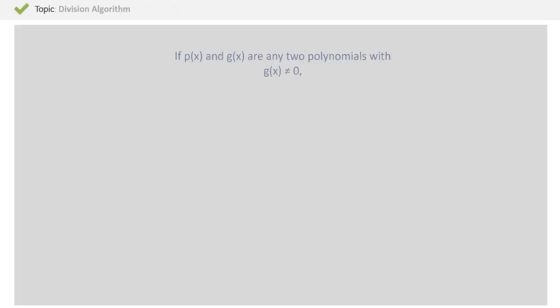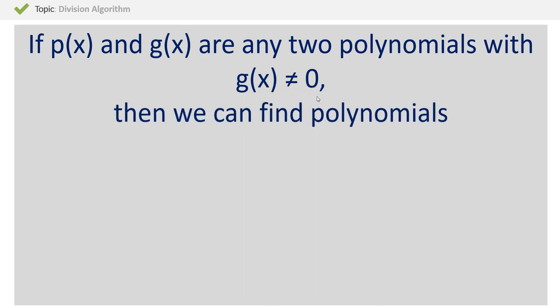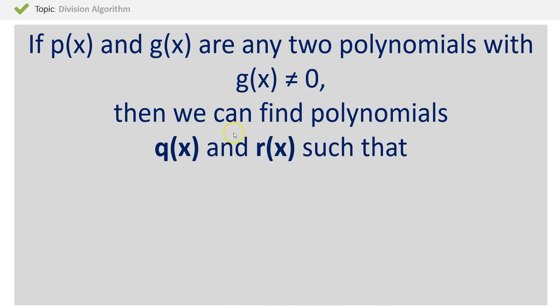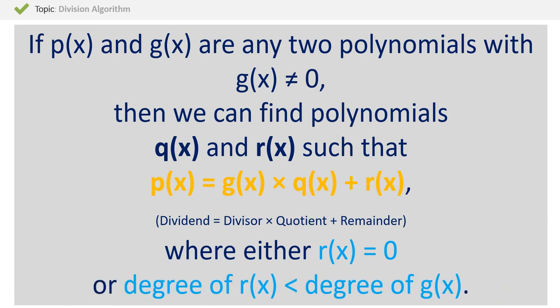So here is your division algorithm now. If p(x) and g(x) are any two polynomials with g(x) not equal to 0, then we can find polynomials q(x) and r(x) such that p(x) can be represented as g(x) multiplied by q(x) plus r(x). Here p(x) is the dividend, g(x) is the divisor, q(x) is the quotient, and r(x) is the remainder, where either r(x) is 0 or the degree of r(x) is less than the degree of g(x).